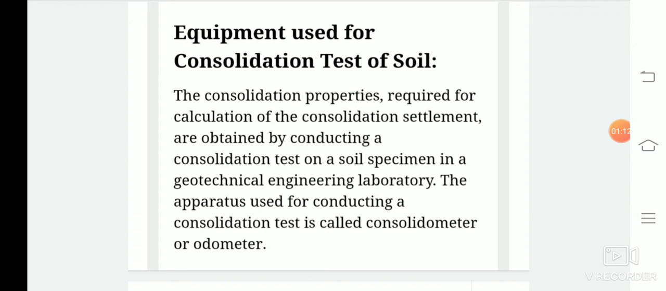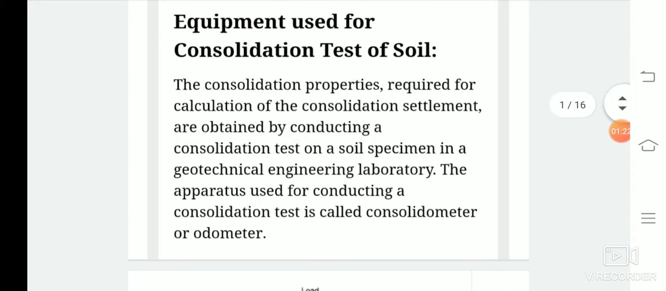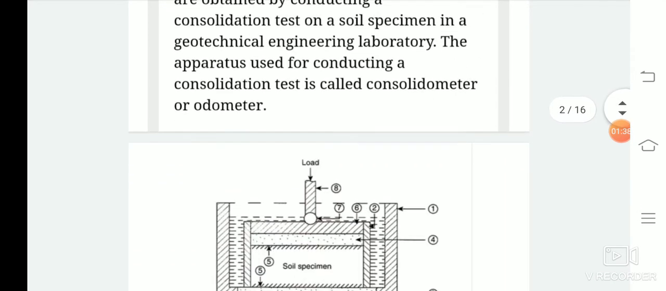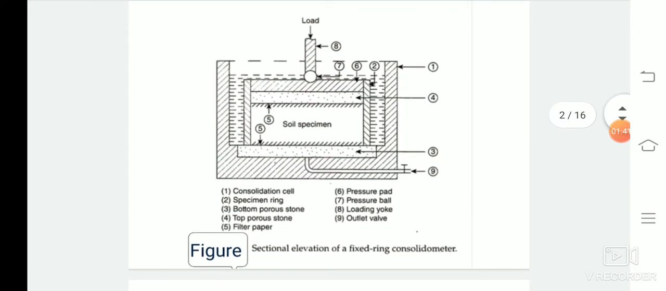So let us first go through the equipment used for the consolidation test of the soil. Mainly, the consolidation properties required for calculation of the consolidation settlement are obtained by conducting a consolidation test on a soil specimen in a geotech laboratory, and the apparatus used for conducting the consolidation test is known as a consolidometer, or in other terms it is also known as an odometer. So this is the figure. This figure shows a sectional elevation of a fixed ring consolidometer.